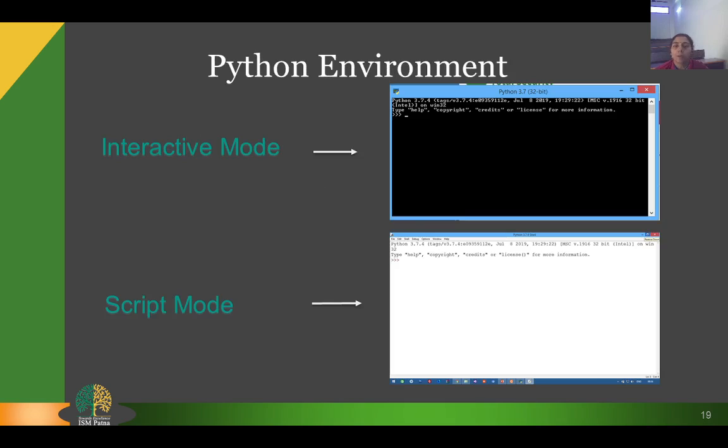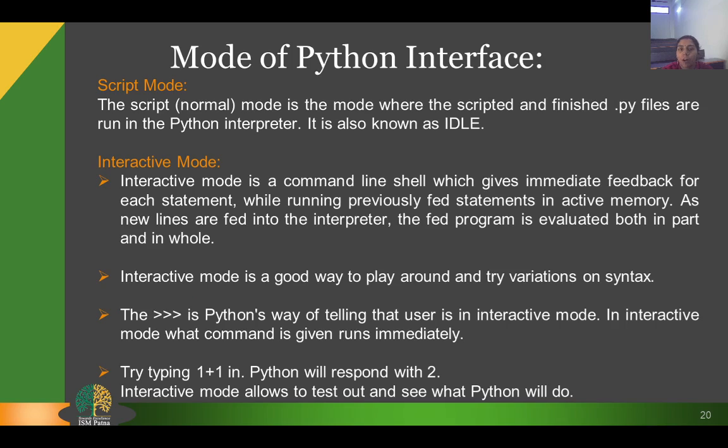Now the term comes Python environment. We know for writing a code in any programming language there is an environment. So Python has two environments, interactive mode and script mode. Interactive mode is a command based mode, whereas script mode gives you option to save your file in .py file. Script mode is a normal mode where the scripted and finished .py files are run in the Python interpreter. It is also known as IDLE.